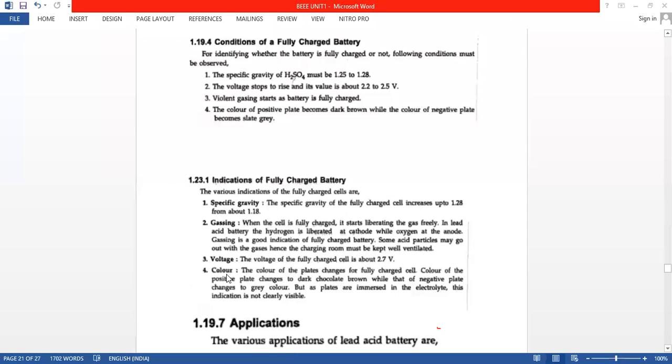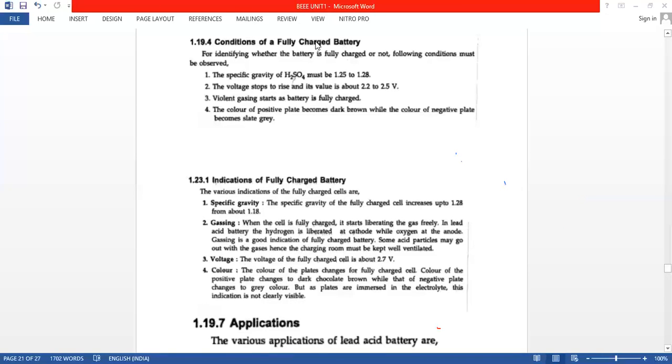Color. The color of the battery also starts to change. The positive plate becomes dark chocolate. This color will be present. Okay, dark chocolate color, so we must remember. So what are the indications of a fully charged battery? Color, voltage value, gassing, as well as the specific gravity.